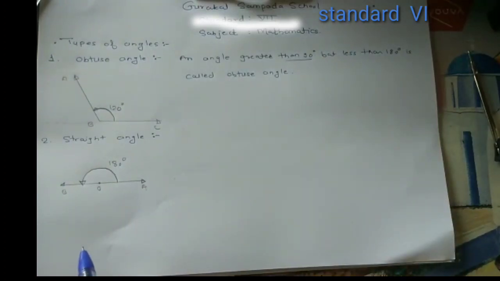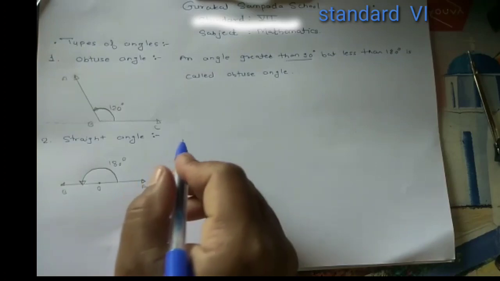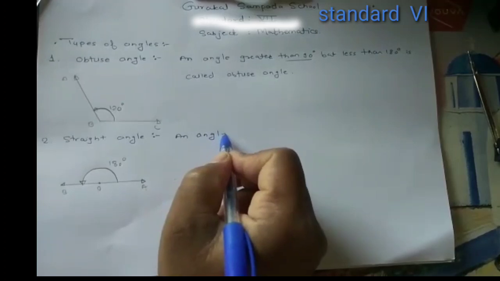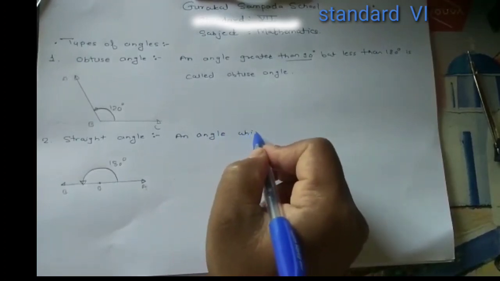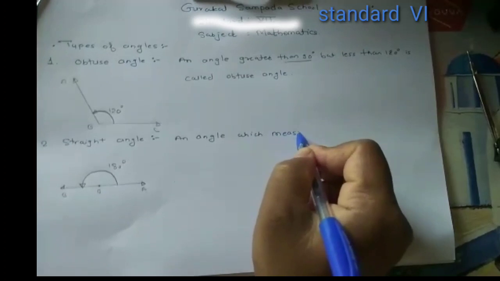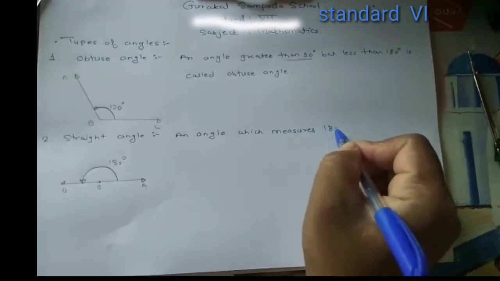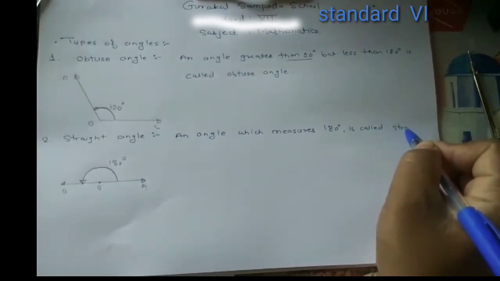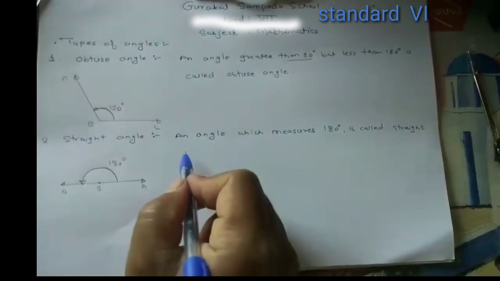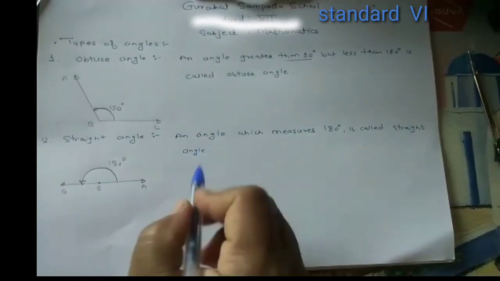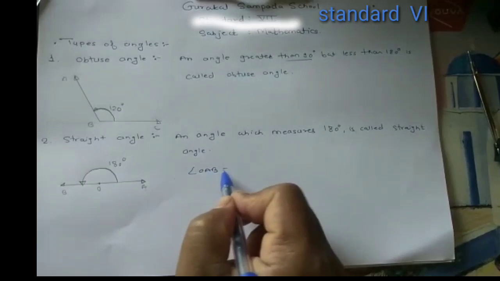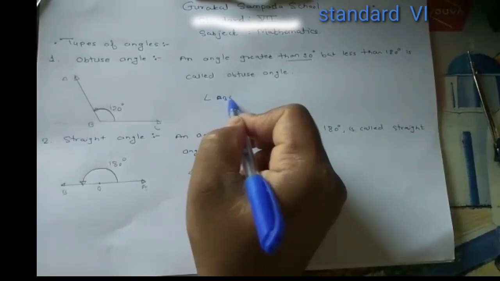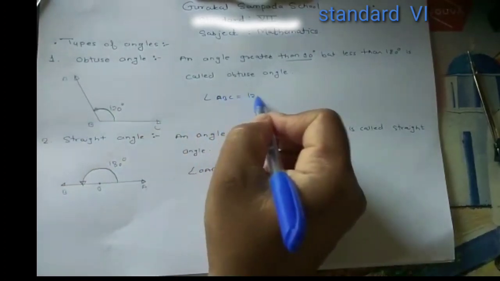So what is basically a straight angle? An angle which measures 180 degrees is called a straight angle. That is, here the angle OAB is 180 degrees. Here the obtuse angle ABC, made at B, is 120 degrees.